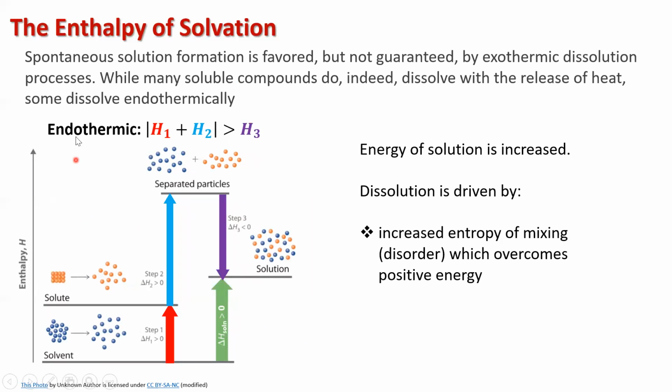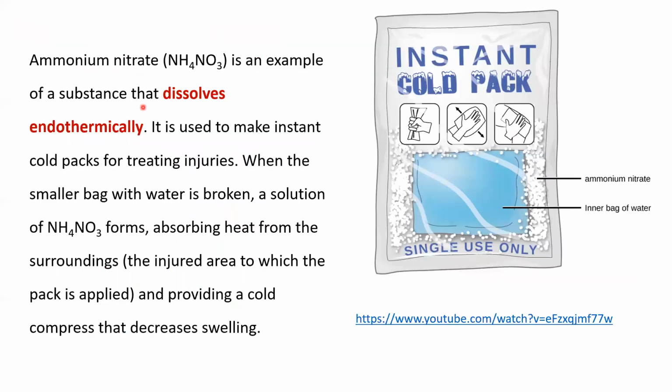Now, when we look at this process, spontaneous solution formation is favored, but it's not guaranteed. While many soluble compounds do dissolve and release heat, some don't. A perfect example is an instant cold pack, something you may have in a first aid kit. Essentially there's a packet of water, and outside that, there's a compound like ammonium nitrate. When you break the water bag, the ammonium nitrate dissolves in the water. This is an endothermic process. It absorbs energy from the surroundings, which makes the surroundings feel colder. Your sprained ankle is going to feel colder because energy is absorbed from your ankle into the cold pack.